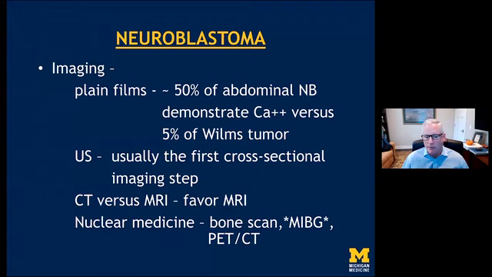Ultrasound, as we said, is usually the first step. We favor MRI because neuroblastoma, neural crest-derived tumors, neurogenic tumors like to be paraspinal and go into the spinal canal. And a great way to look for that is with MRI. And then again, our molecular imaging, nuclear medicine workhorse is going to be MIBG, although there's also PET and PET-CT imaging that is done.